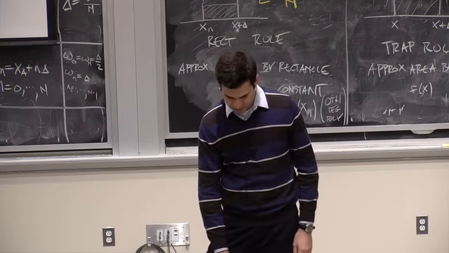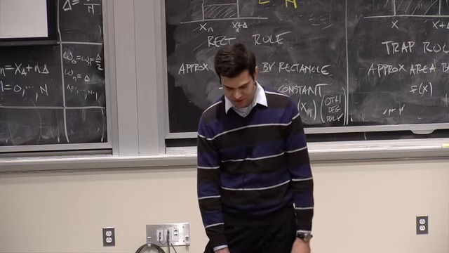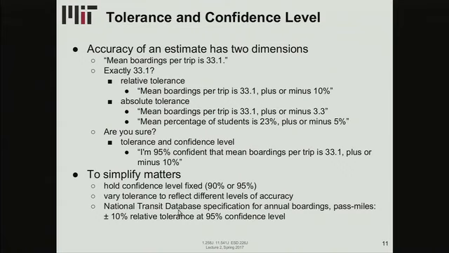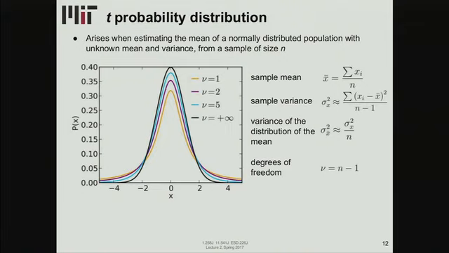So as an example here, the National Transit Database, which we call NTD, for annual boardings and passenger miles, says you should collect data to achieve an accuracy of 10% relative tolerance at 95% confidence level. You need both. So that's the take-home message about this.